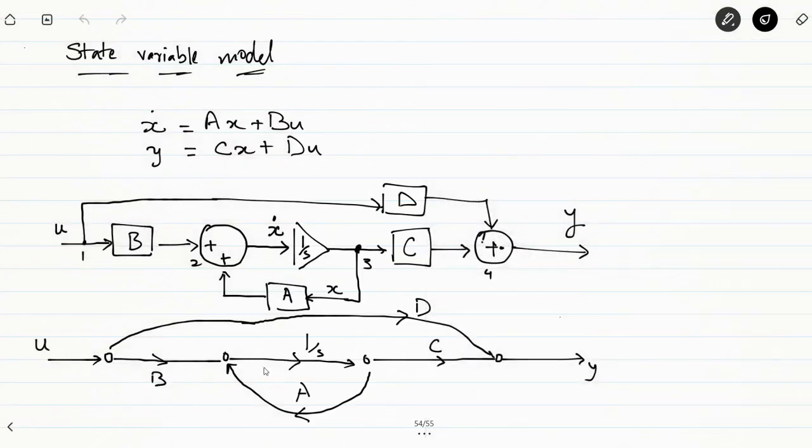So if we apply this equation here, the number of forward paths, how we can basically traverse from u to y without crossing the same node again. We can go from u to y via this path. We can go from u to y in this manner, or we can go from u to y in this manner, crossing through the branch which has the gain D.